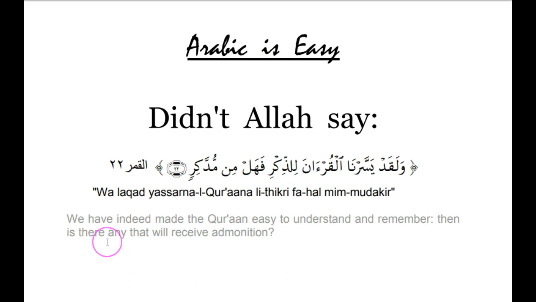Allah says, we have indeed made the Quran easy to understand and remember. Then, is there any that will receive admonition?